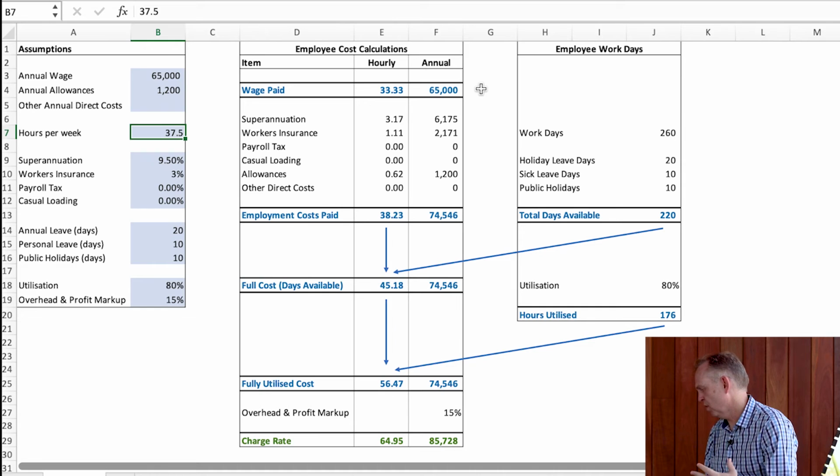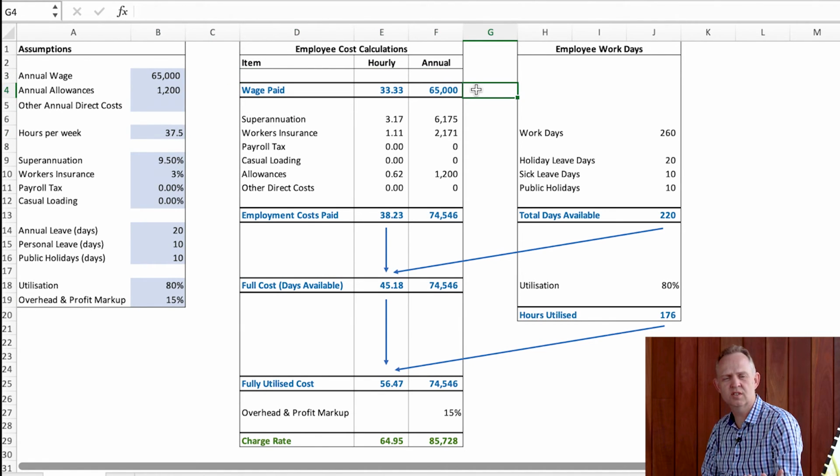Next, we work through, well, okay, how does this then play out in terms of employee costs? So at the top line there, we've got wage paid. So we've got the $65,000 a year, and we've converted that to an hourly rate as well. Because some people like to know, well, for 65,000, how much is that per hour? So that's there in the model.